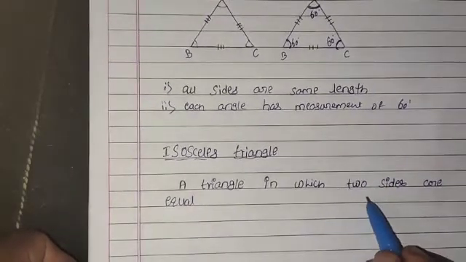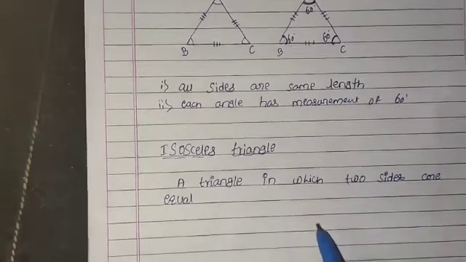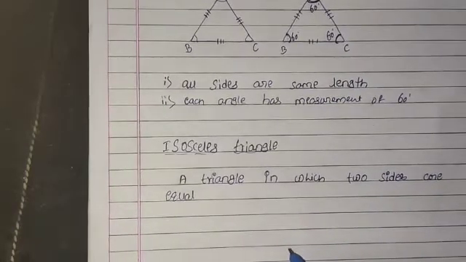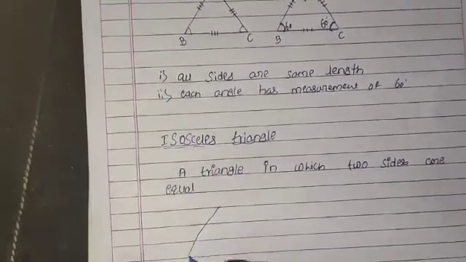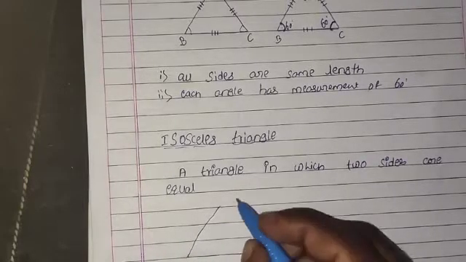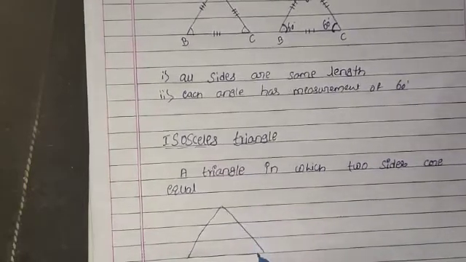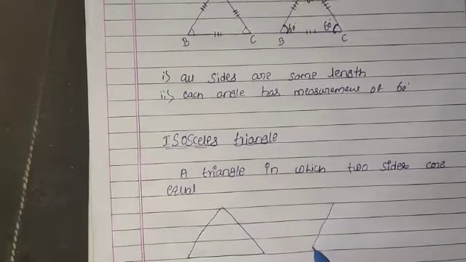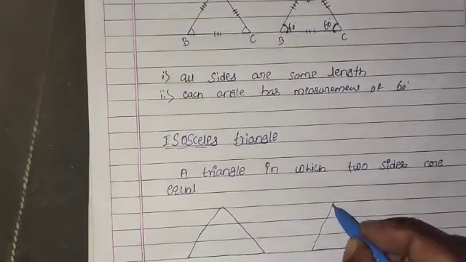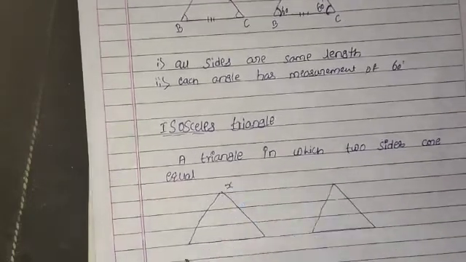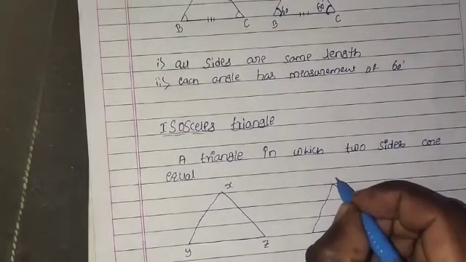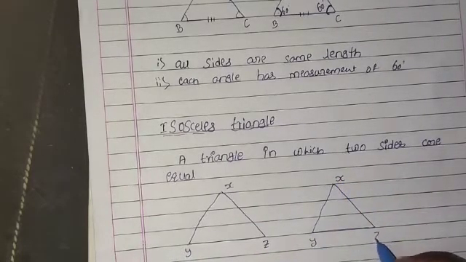I already discussed this at the beginning of the chapter. We have to take a piece of paper and cut out two identical isosceles triangles like this. This is one isosceles triangle and this is the same, identical with this. We call it X, Y and Z. Here also the same, we call it X, Y and Z.